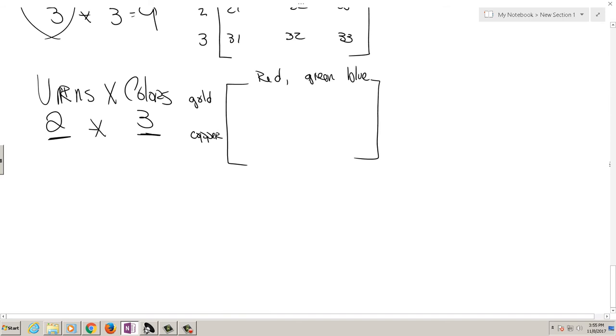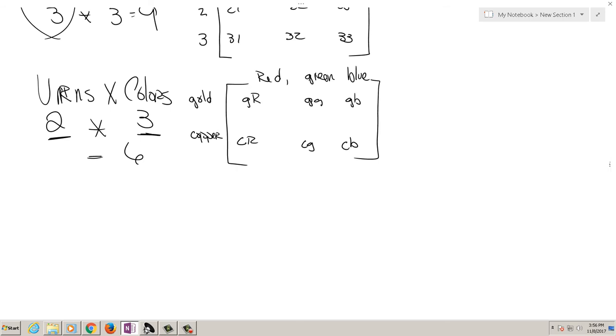So 2 times 3 should give me, if my math is right, 6, which means in theory this would be gold red, gold green, and gold blue. This would be copper red, copper green, and copper blue. So I have 6 cells in this matrix when I'm doing the cross product of urns and colors.